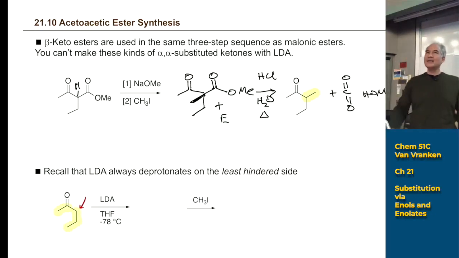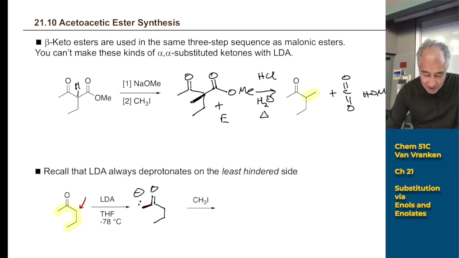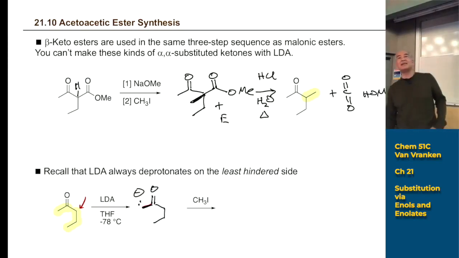It's not that LDA is not strongly basic. It's not that LDA doesn't give enolates in quantitative yield, but I want you to recall that if you take LDA and you make enolates, LDA will deprotonate on the least hindered side. Here's the least hindered side. It's the methyl side. That side with the propyl group is not the least hindered side. So you'll get 100% yield of that lithium enolate.